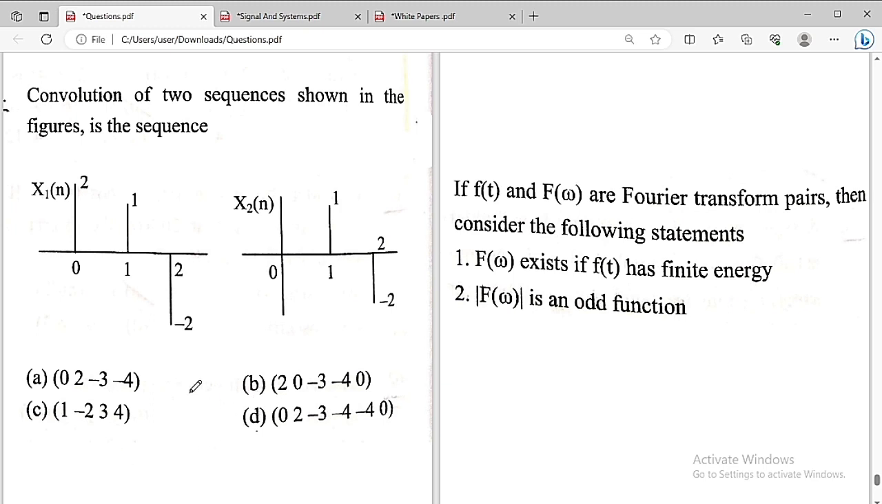So out of all these options, all options are wrong. So now we'll discuss the exact solution of this question.